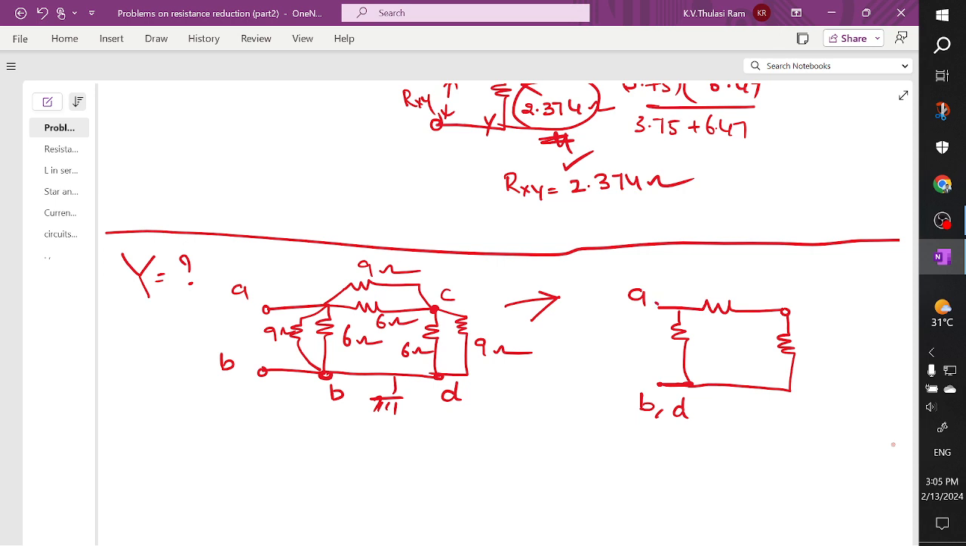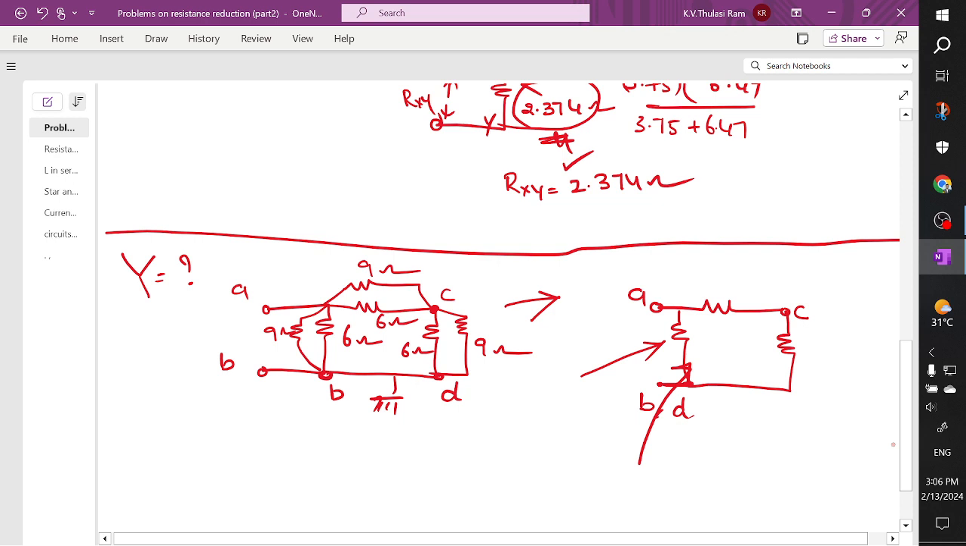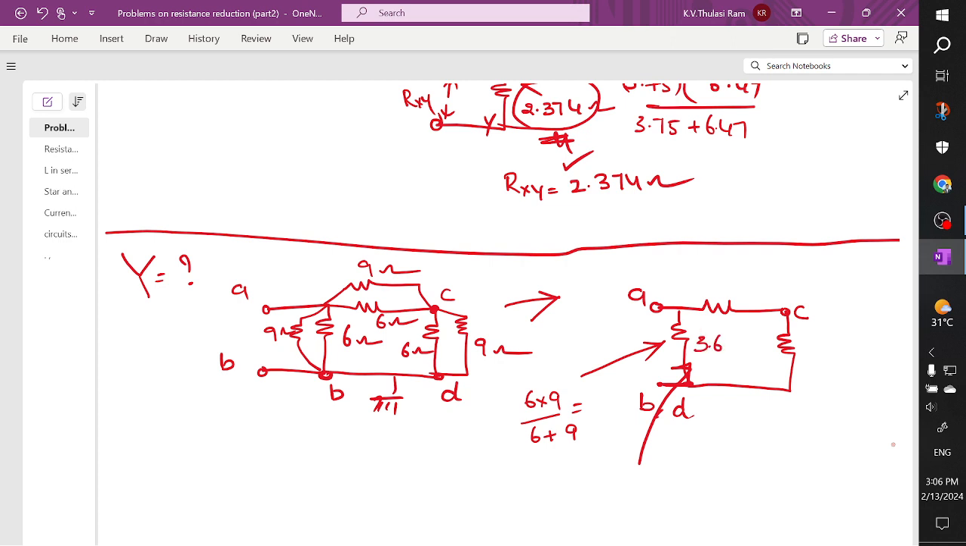These are connected between A, B and D, and this is which node? C node. So I can see here all these are connected in parallel. When they are connected in parallel, what is the value of this resistor? Two are connected in parallel: 6 into 9 divided by 6 plus 9, which when you calculate gives 3.6 ohms. This also will constitute 3.6 ohm. This also will constitute 3.6 ohm.